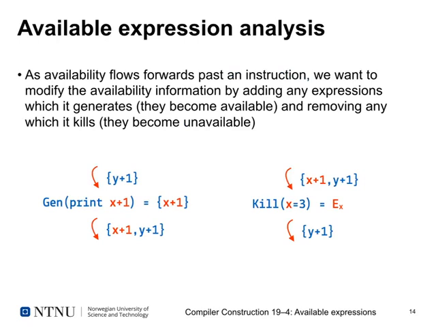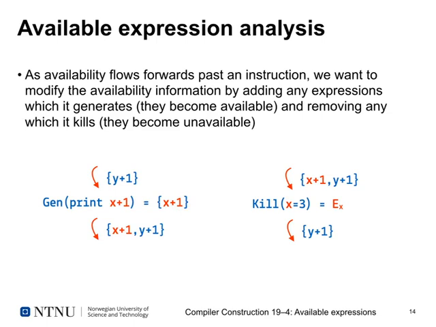So as availability flows forwards past an instruction, we want to modify this availability information. We are adding expressions that are generated by this instruction so they become available. We're removing all the expressions which are killed by our instructions, so those become unavailable. Again, if we have y plus 1 before, and we're printing x plus 1, we're generating x plus 1, so after this instruction we have x plus 1 and y plus 1.